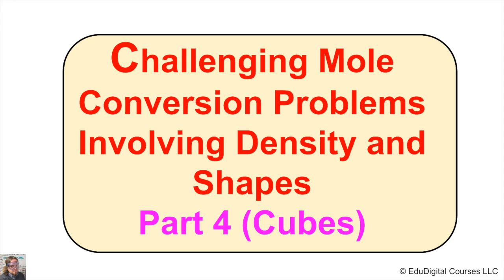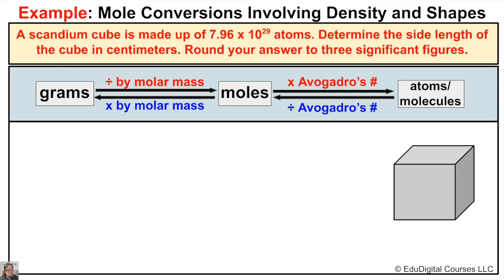Let's take a look at an example. In this example, it says a scandium cube is made up of 7.96 times 10 to the 29th atoms. We need to determine the side length of the cube in centimeters. And also, we need to round our answers to 3 significant figures.